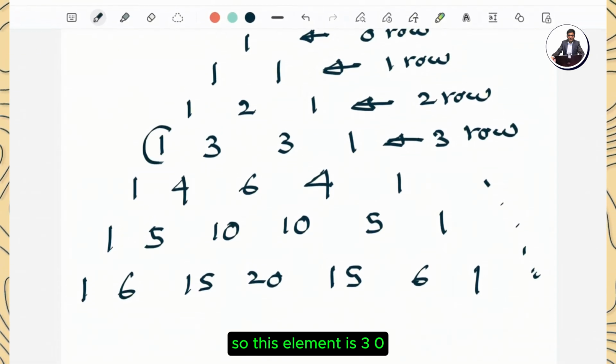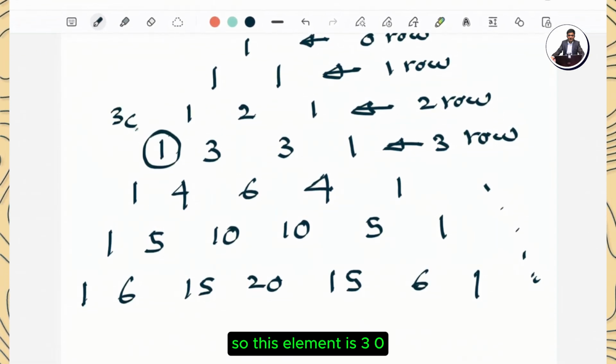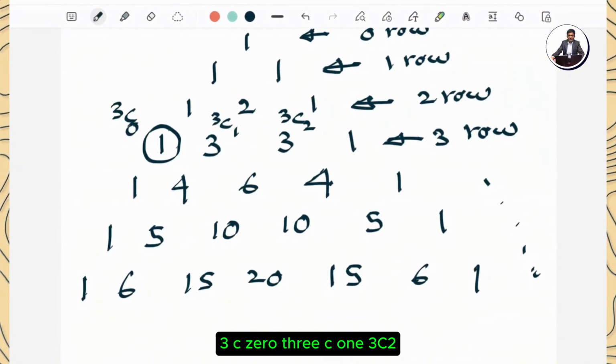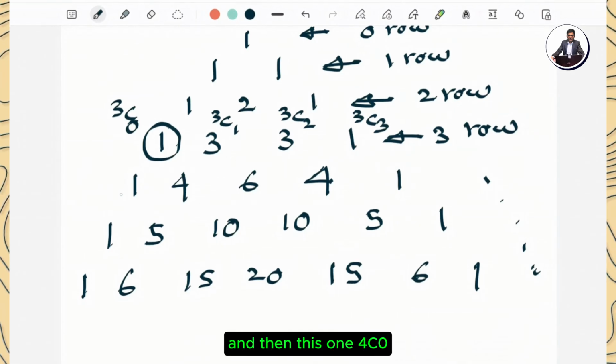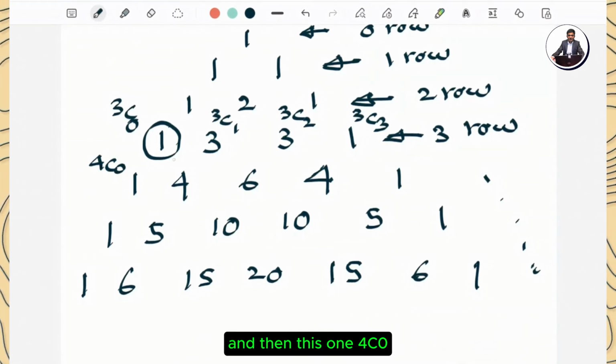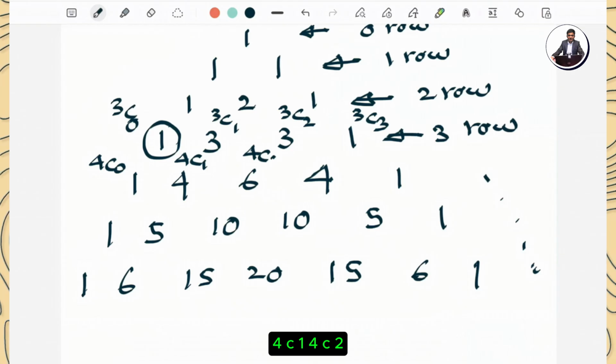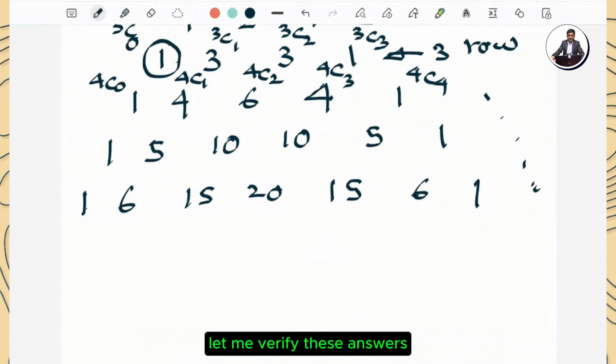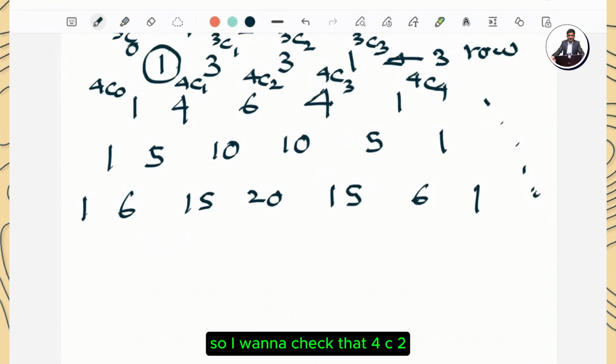So this row is 3C0, 3C1, 3C2, 3C3, right? And then this one, 4C0, 4C1, 4C2, 4C3, 4C4. Let me verify these answers. So I want to check that 4C2.